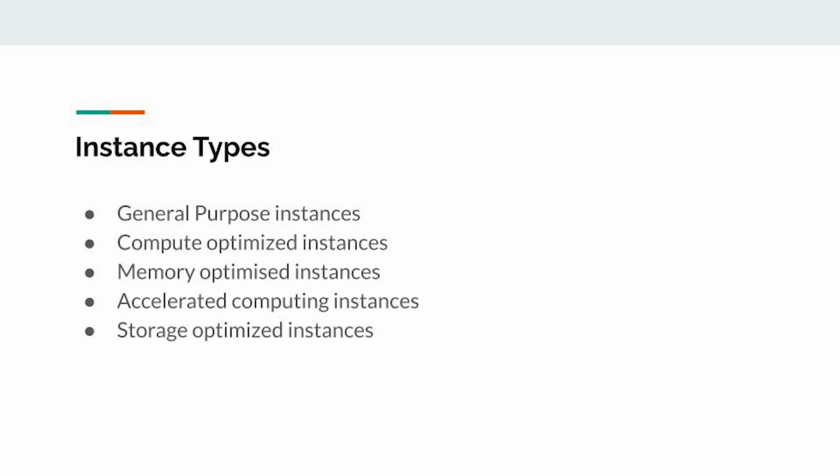Accelerated computing instances use hardware accelerators to expedite data processing. They are good for applications such as graphic applications, game streaming, and application streaming. Lastly, storage optimized instances are designed for workloads that require high amount of read and write access to large datasets on local storage. Examples of workloads suitable for storage optimized instances include distributed file systems and data warehousing applications.